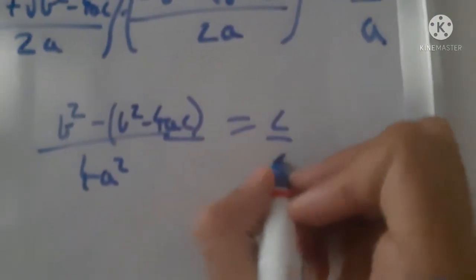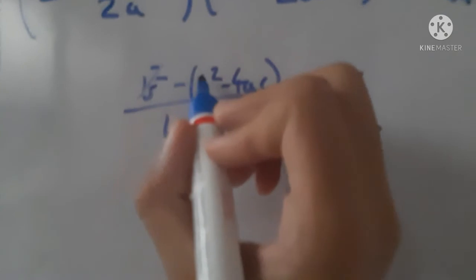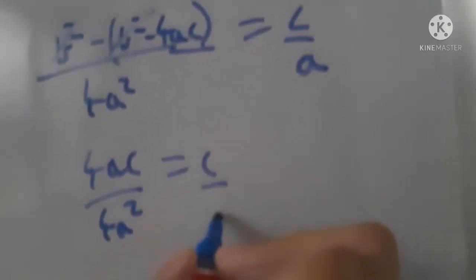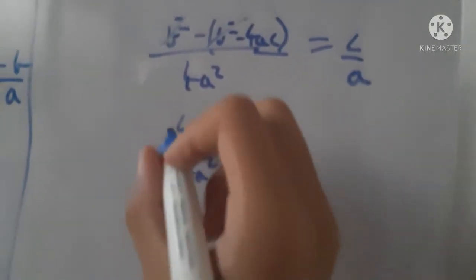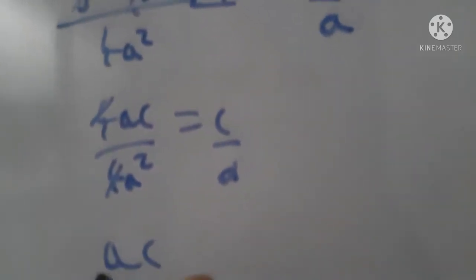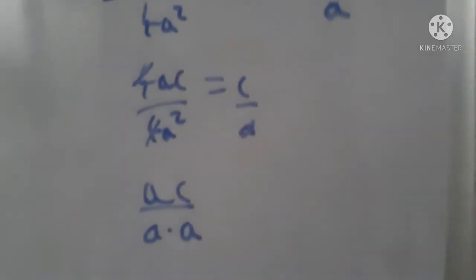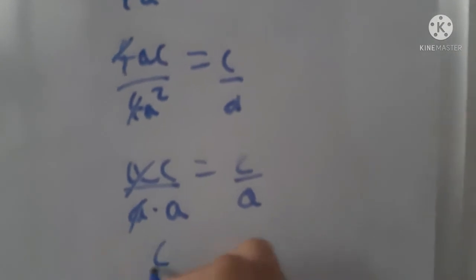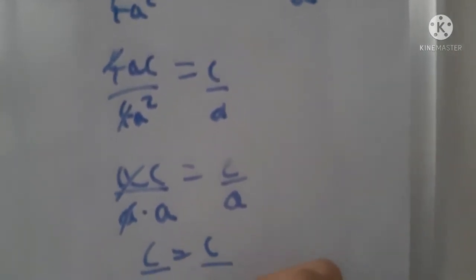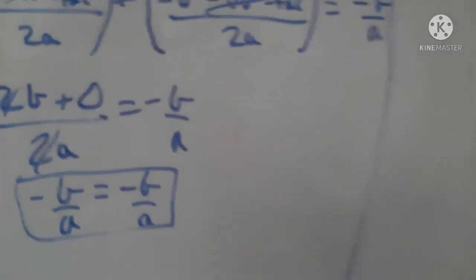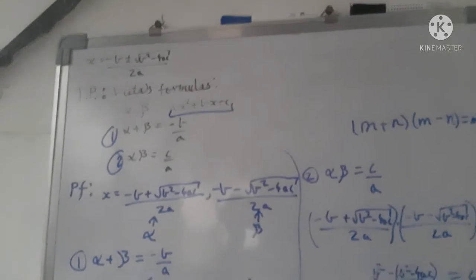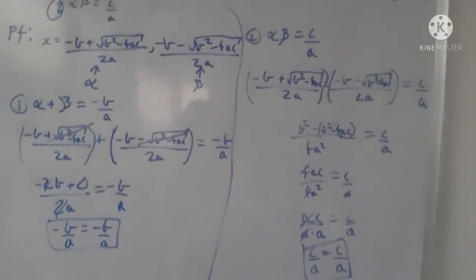Great. This is equal to c upon a, as we claim. Of course, it's easy now to see that the b squared terms cancel out, and we have 4ac upon 4a squared equal to c upon a. The 4's cancel out, so we have ac upon a times a, writing a squared as a times a, equal to c upon a. And we have c upon a is equal to c upon a. And there we go, we have hence proved Vieta's. That's pretty nice. Yeah, it's cool.